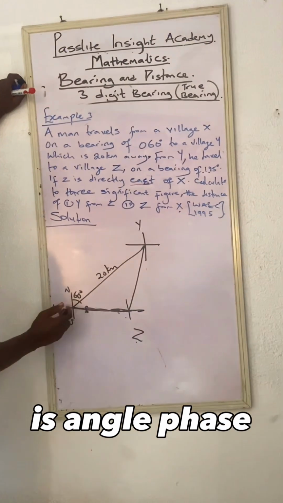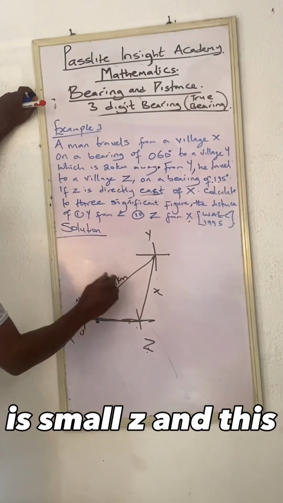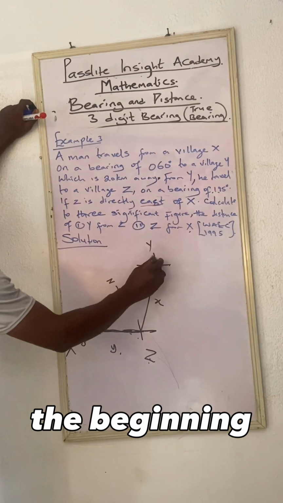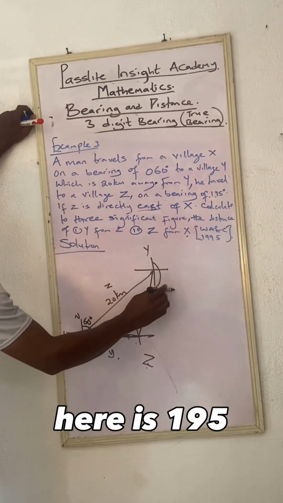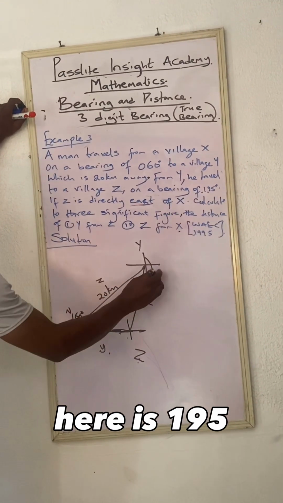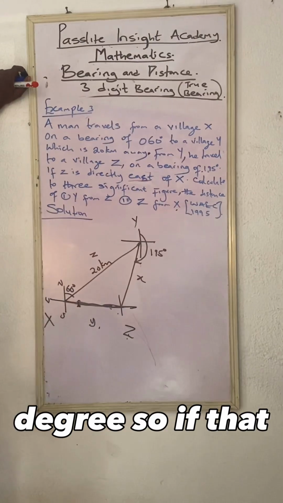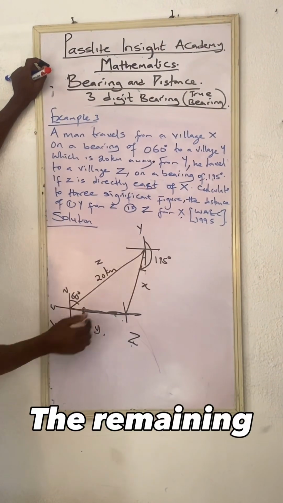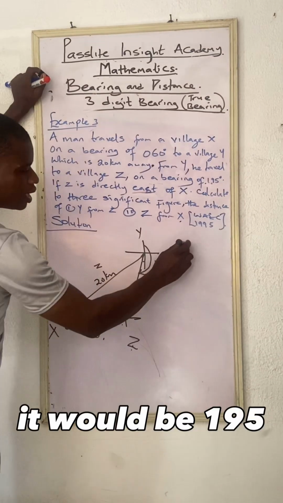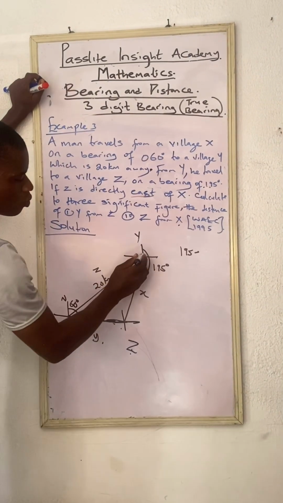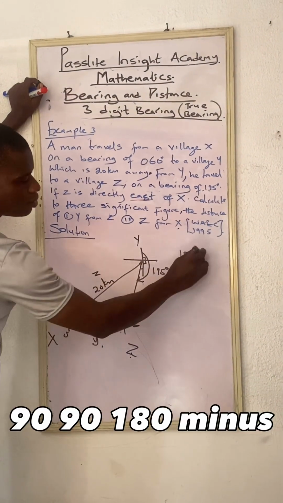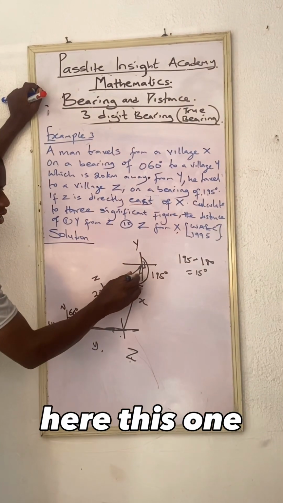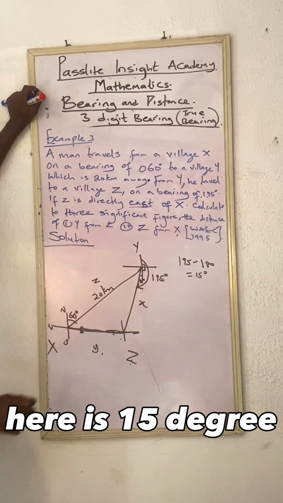So that is the triangle, this is small s, this is small z, and this is small y. The angle from the beginning to this particular point is 195 degrees. So the remaining part will be 195 degrees minus 180 degrees, which is 15 degrees. So this small triangle here is 15 degrees.